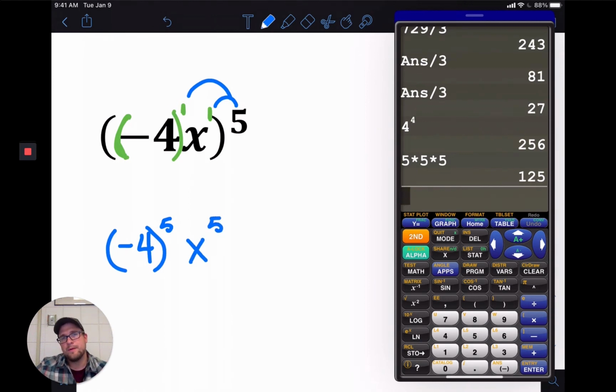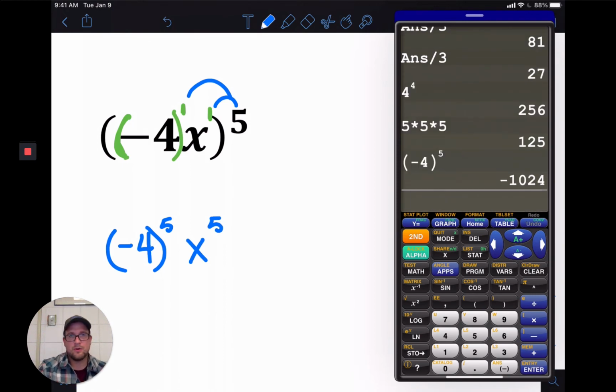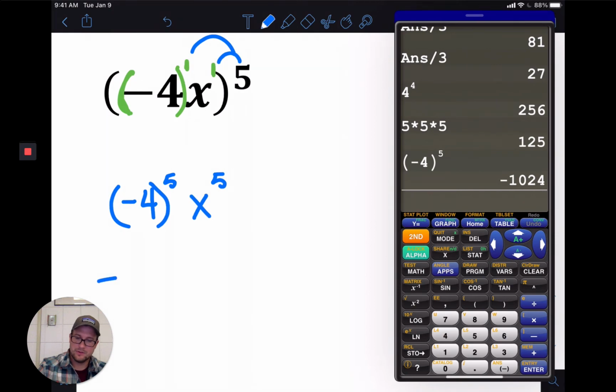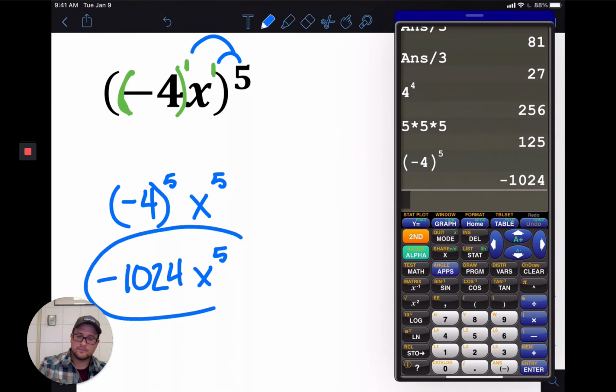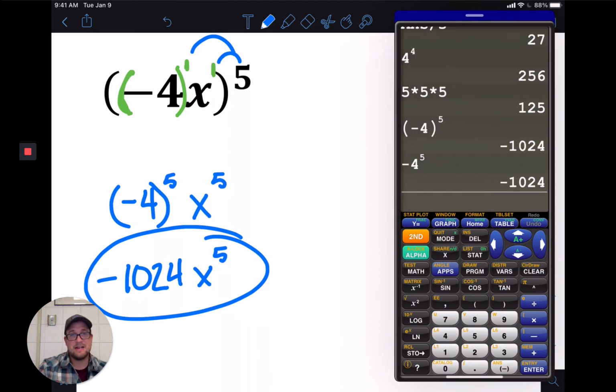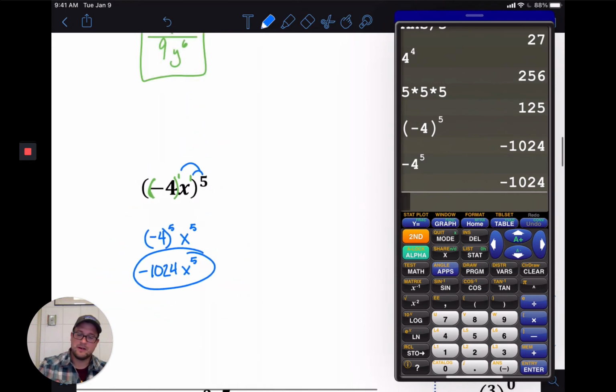Now, if I have negative 4 to the fifth power, I can put that in my calculator. Please notice how I put parentheses around it. That is very important because if I don't put parentheses, I'm going to get a different answer. Negative 4 to the fifth power is negative 1024 x to the fifth. If I would have just typed in -4 to the fifth power, I get negative 1024. This time it ended up being the same, but that's not always going to be true. We got to be very careful when we see those problems.